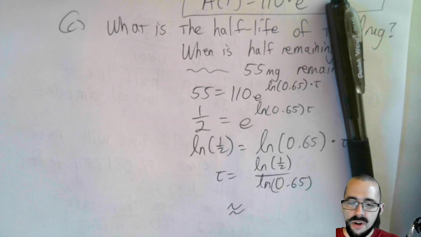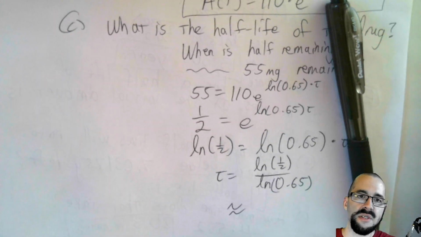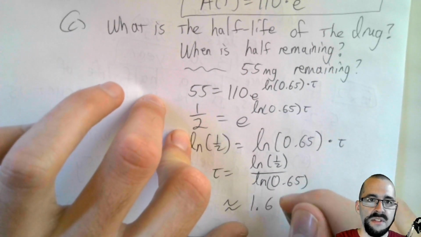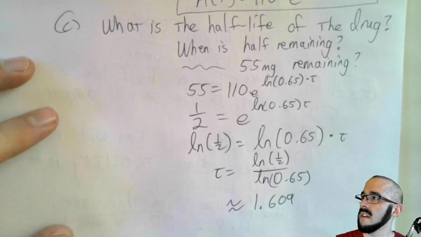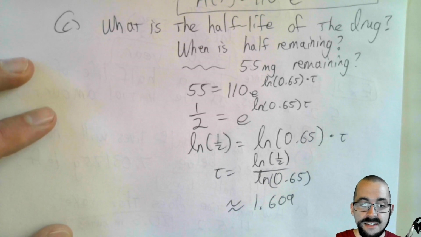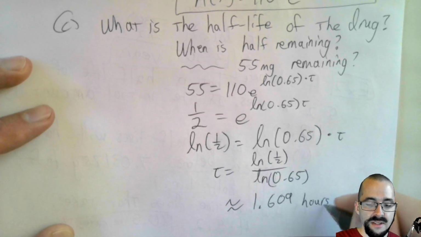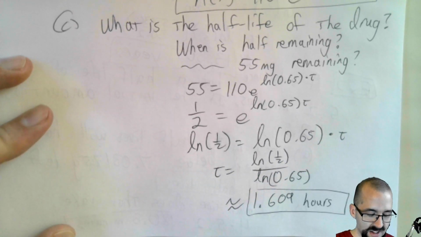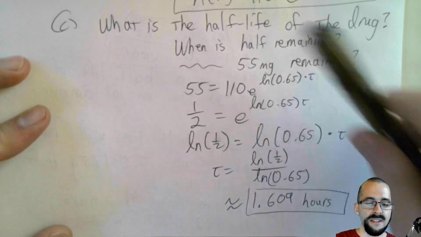So type that into our calculator. The natural log of 1/2 divided by the natural log of 0.65. That's going to be 1.609 approximately. So we said it should be more than an hour. And we got this many hours. And again, I'm going to be fairly lenient. It's almost the end of the semester. This is your last section. I'll take this as an answer.